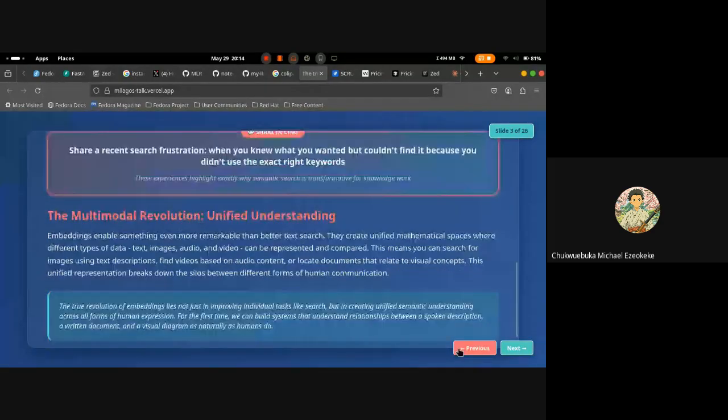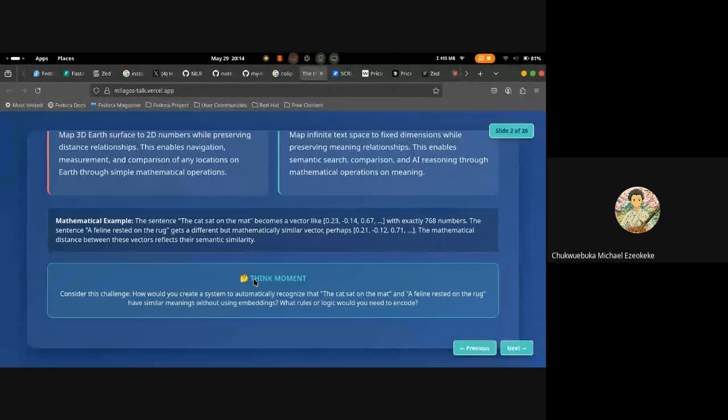Let me explain what I think. Looking at this mathematical example, the sentence "the cat sat on the mat" can become a vector, and the sentence "a feline resting on the box" can get a different but mathematically similar vector. So the mathematical distance between these vectors reflects their semantic similarity. I was trying to ask, can you create a system that can recognize that the cat sat on the mat and a feline rested on the box have similar meanings without using embeddings?